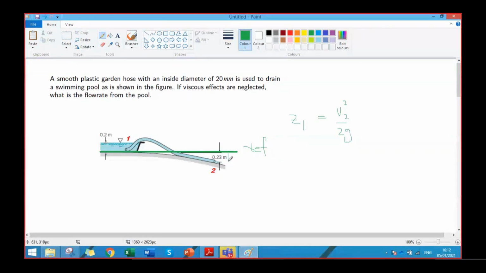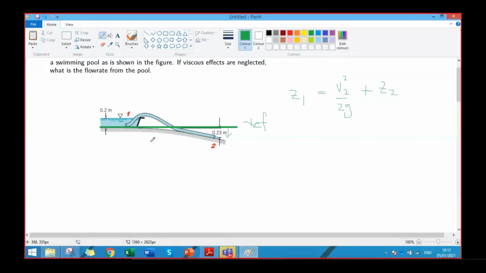Z1 is, from the reference, 0.2 meters, and it is equal to V2 squared by 2g plus Z2. Z2 is minus 0.23, yes, it's below the reference. The upwards direction is taken as positive and the downwards direction is taken as negative, so it is minus 0.23 meters. So we know all the values here except V2. We'll calculate V2: 0.2 plus 0.23, multiply by 2, multiply by 9.81, and then take the square root of the answer. It is 2.90 meter per second, right?